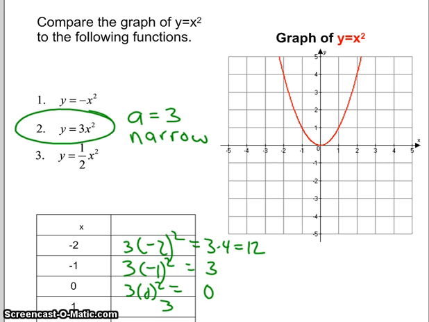Let's plot those points. -1, 3 is on the parabola. -2, 12 is way off the graph. But we do note that 0, 0 is on, as well as 1, 3. So if I connect these with a smooth curve, you're going to recognize the parabola that's a little bit more narrow than the typical x squared.